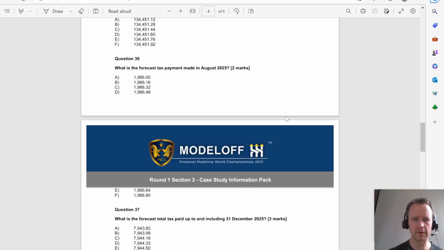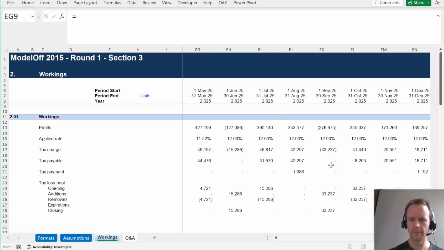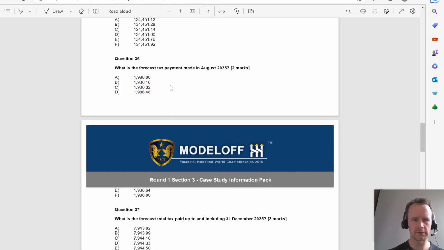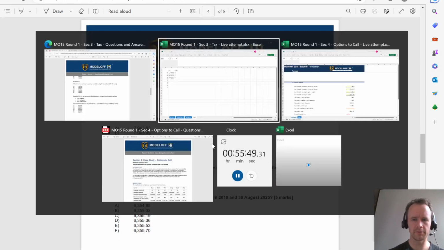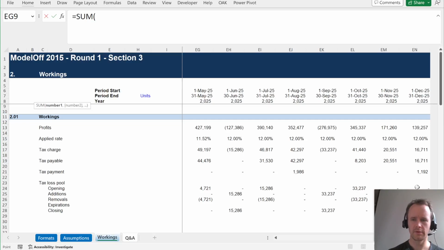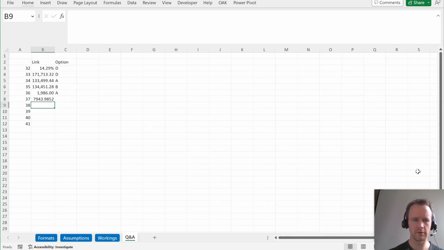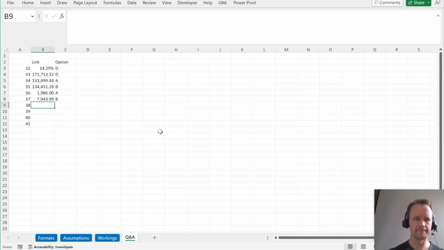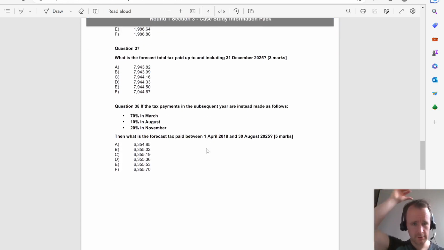Forecast tax payment made in August 2025. August 2025, tax payment 1986.00, which is A. Okay, what is the forecast total tax paid up to and including? Which is just that one tax bill. So 7943.99, which is B. 38. The tax payments in the subsequent year are instead made as follows. Okay.